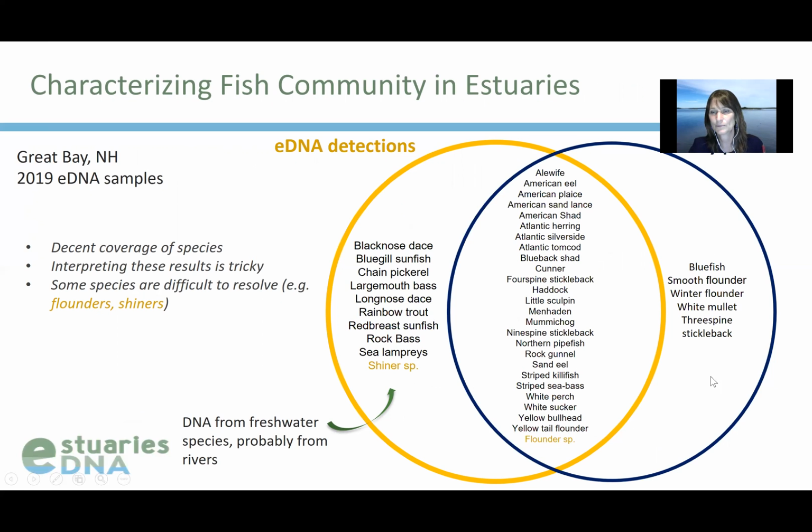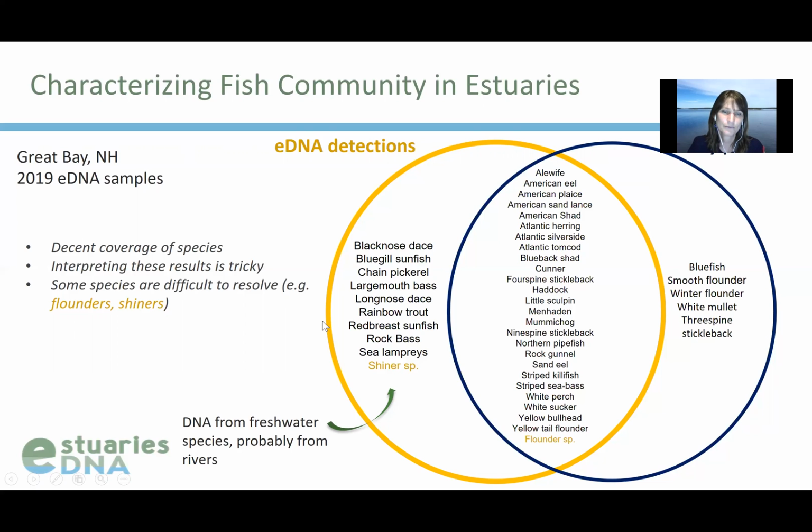There are some species that we might expect to see that we didn't detect, and maybe they just weren't there at that time. Some of this is a technical issue. We have difficulty resolving flounder with this particular primer. So we do detect flounder, but we can't resolve it to the species. That is more of a technical issue than a sampling issue.